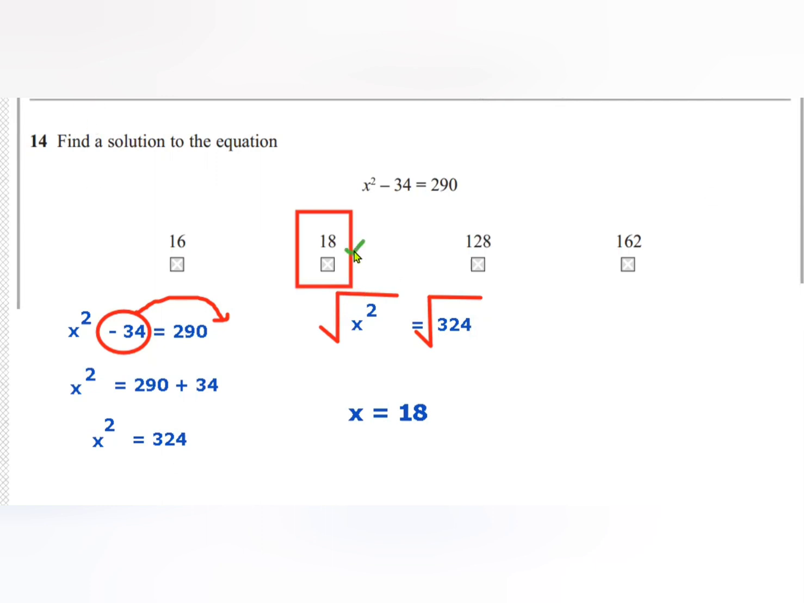Now, let's go back again. First thing we did, we took the 34 to the other side by addition and changing the sign. We add them, we get 324. And then to remove the square, we do the opposite of the square, which is the square root. And then we get x equals 18. And this is how you answer a question like this. Now, let's move on to the next question.